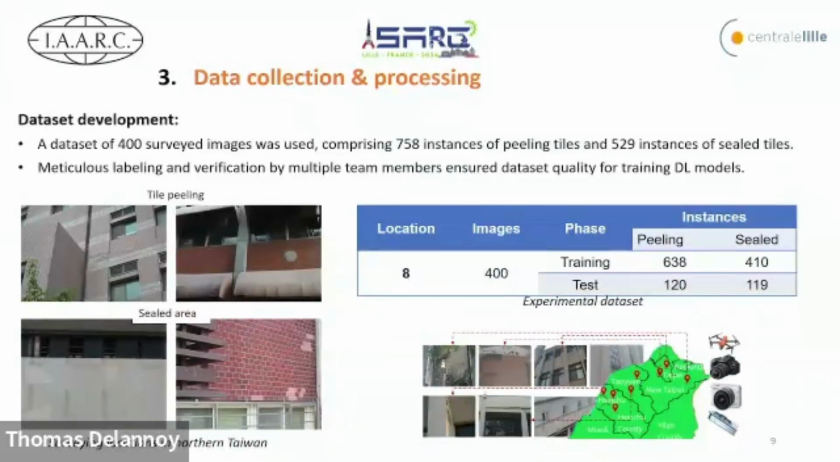A dataset of 400 survey images was used, comprising 758 instances of peeling tiles. We also did the segmentation for the seal area, not only the peeling, so there are the peeling type and also 529 instances of seal types. There are 8 locations, and here is the total number of images for our dataset. The instances for training and testing of peeling and seal are like this.